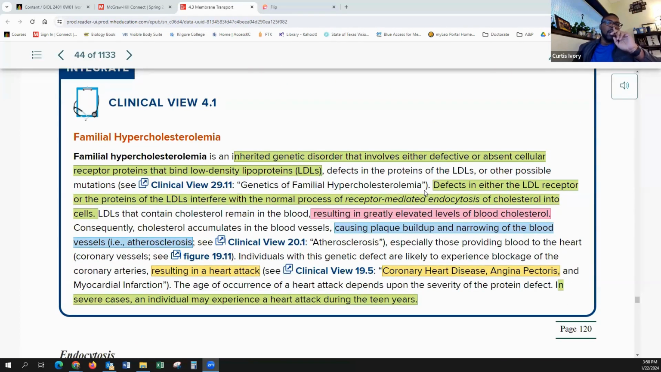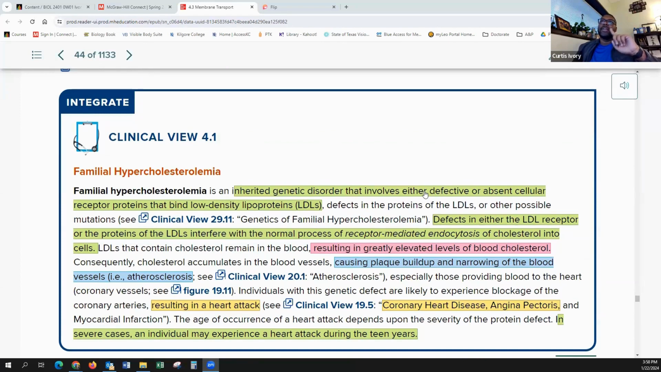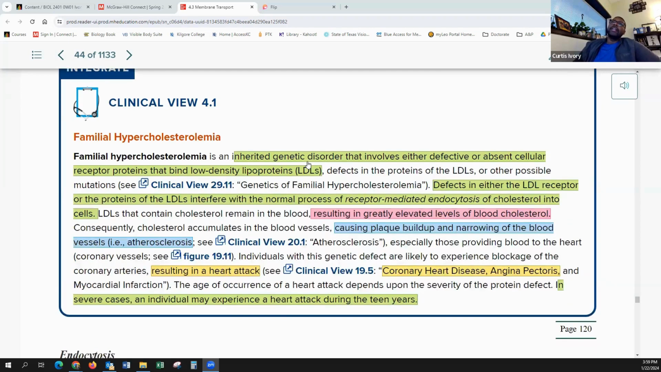Another way that vesicles work, that we can put into a medical perspective, is hypercholesterolemia. Hyper means above, cholesterol means cholesterol, of course, and emia means in the bloodstream or in the blood, so this is referring to elevated cholesterol in the bloodstream. This disorder is actually inherited within genes.